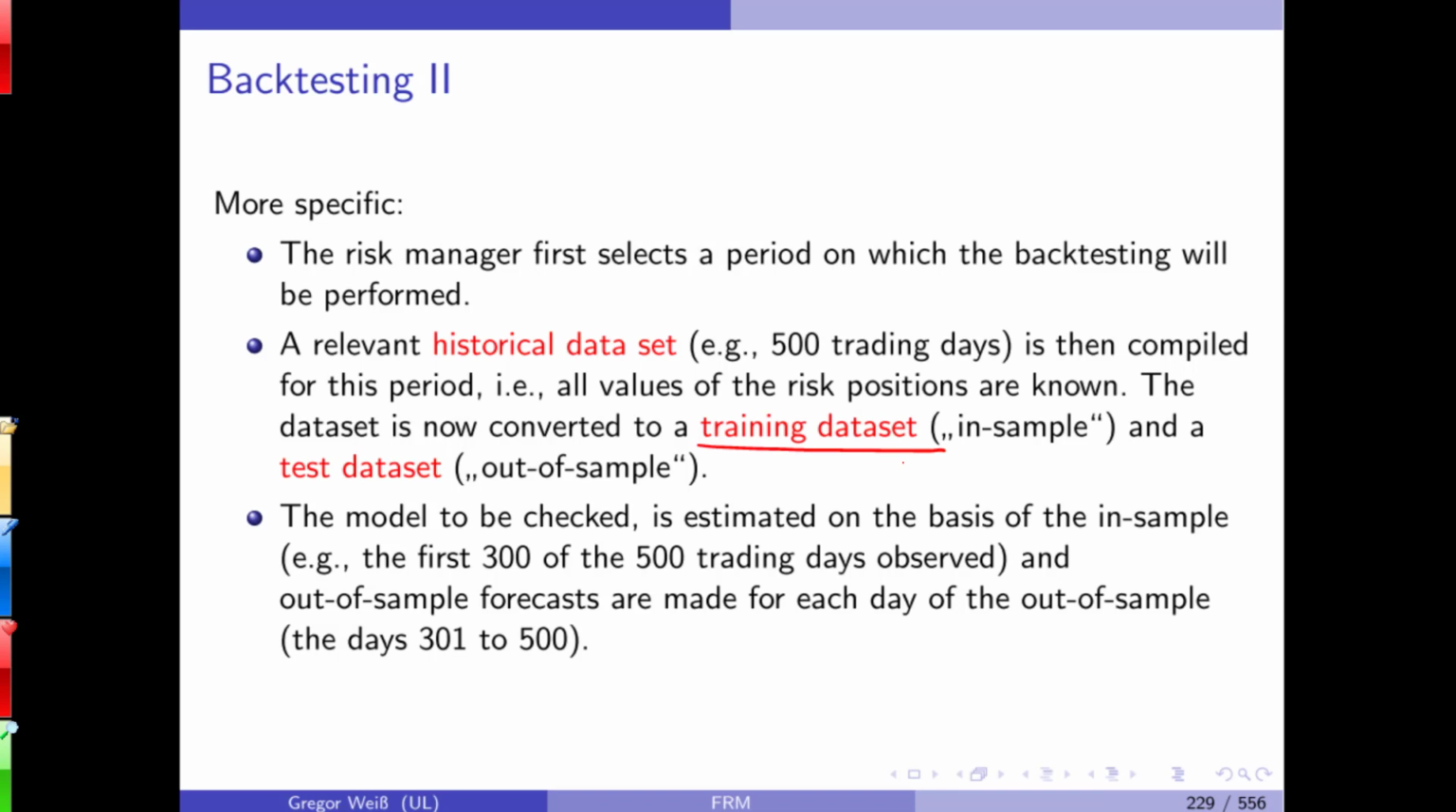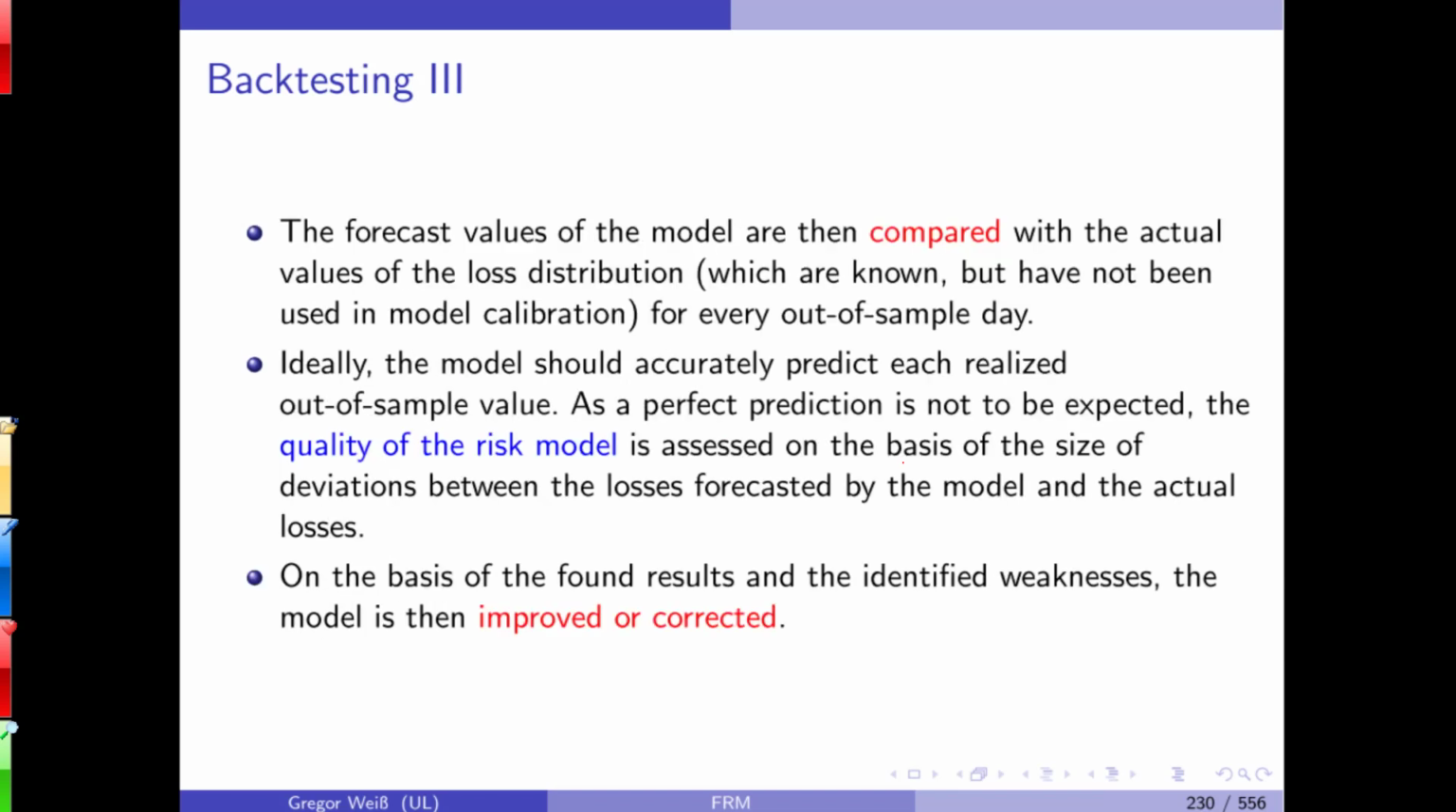So, for example, you can use the first 300 of your trading days and then do out-of-sample forecasts for days 301, 302, and so on up until 500. And then those forecast values of the model are compared with the actual losses, which are obviously known if we have split up our 500 days into 300 days and 200 days. And ideally, the model should accurately predict each realized out-of-sample value. And as a perfect prediction is not feasible, you will at least hope for the threshold of your VAR estimates, of your value at risk estimates, or the expected shortfall estimates, to be as good as possible.